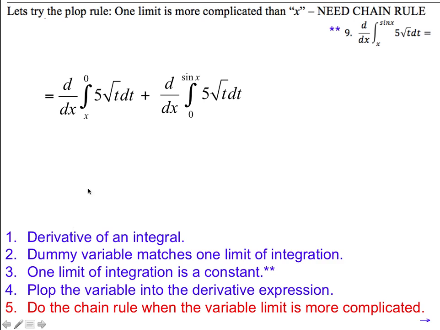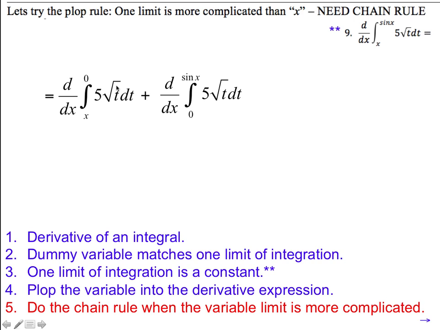So now both of these meet this criteria, with one having a dummy variable and the other having a finite limit of integration that's constant. And this first one, we're going to need the property to put our x up top and our 0 on the bottom. So we have a minus sign in front of this one. And this one, we're going to need a chain rule, because I don't just have an x here, I have a sine x here.